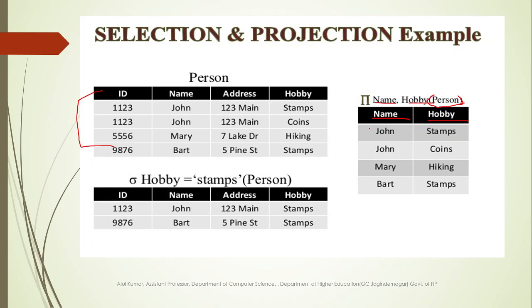So we select only the columns name and hobby. So name is John and hobby is stamps. So we select John stamps, then John coins, then Mary hiking, then Bart stamps. So this one is the resulting projection relation. Similarly, we have a selection operation on the person relation, and the selection condition is hobby equal to stamps. So we select only those rows whose hobby is stamps, or we select only those persons whose hobby is stamps.